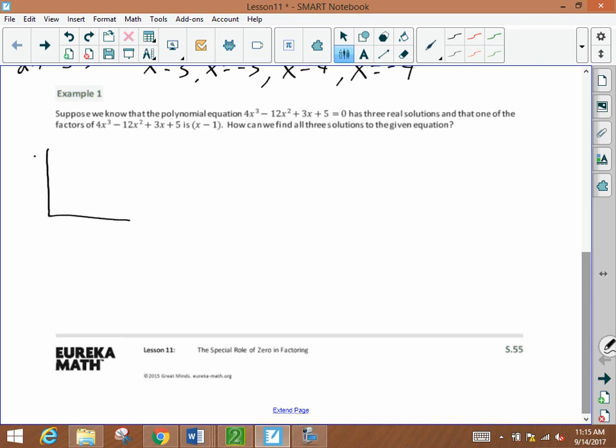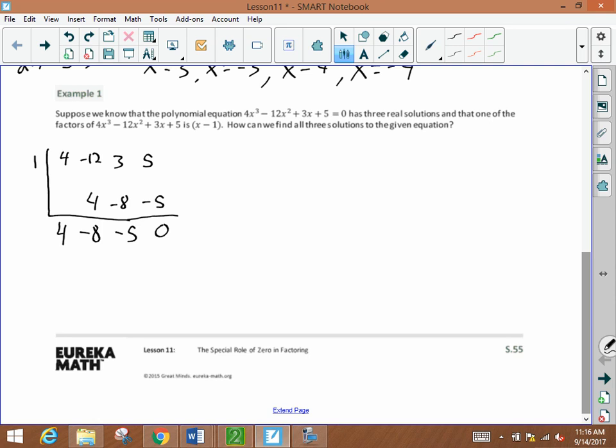And I'm going to use synthetic division because I don't like to do extra work if I don't have to. It's not called being lazy, it's called being efficient. Here we go. 1 times 4 is 4. Negative 12 plus 4 is negative 8. 1 times negative 8 is negative 8. 3 plus negative 8 is negative 5. And 1 times negative 5 is negative 5. And 0, and that's fantastic, right? We need to have a 0 remainder if it is indeed a factor.